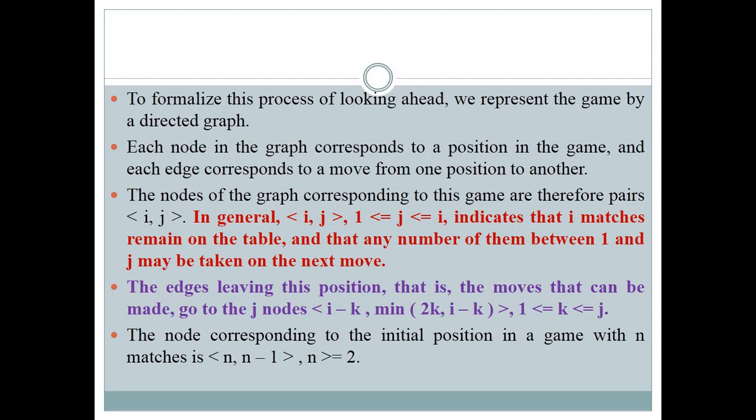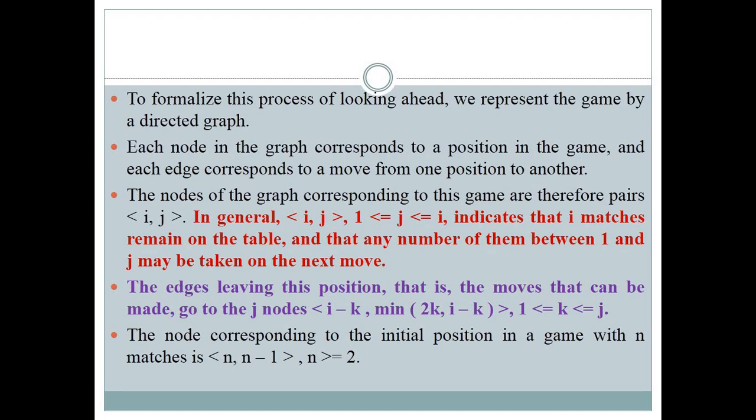So it is certainly my best move. To formalize this process of looking ahead, we represent the game by a directed graph. Each node in the graph corresponds to a position in the game and each edge corresponds to a move from one position to another. The nodes of the graph corresponding to this game are therefore pairs of integers i and j.